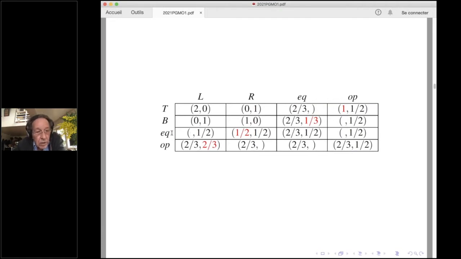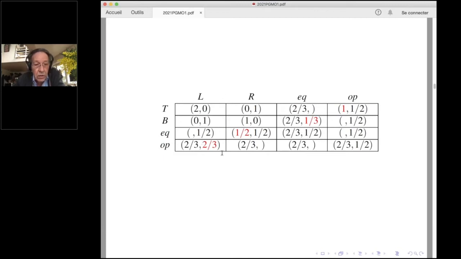The equilibrium strategy of player one doesn't guarantee 2/3, because if he plays the equilibrium strategy and player two plays right, he gets 1/2. Similarly, if player two plays the equilibrium strategy, it doesn't guarantee 1/2. But the optimal strategies are not in equilibria. If player two is playing the optimal strategy, player one should play top. It's the best reply and gets 1. And if player one is playing his optimal strategy, player two should play left and get 2/3.